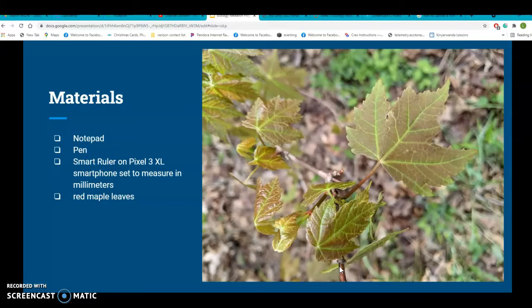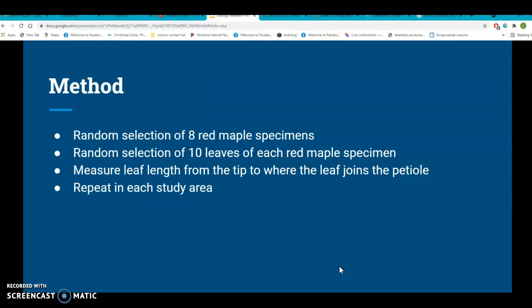I took a notepad, pen, and I used my smart ruler on my phone to measure red maple leaves. I randomly selected 8 red maple specimens and a random selection of 10 leaves per specimen. I measured the leaf length from the tip to where the leaf joins the petiole and repeated this in each study area.